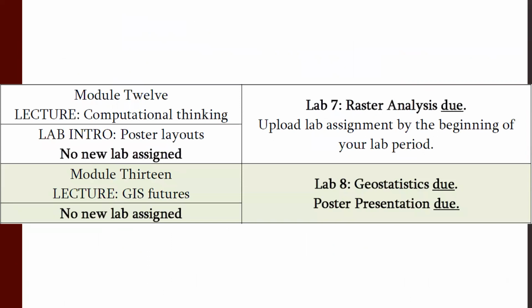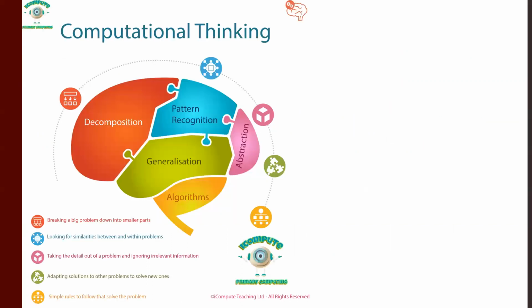Last modules 12 and 13, really about more ways of thinking, computational thinking, spatial thinking, GIS futures, where GIS is going, and how we're going to get there. That's the semester, or the modules, or the session, whatever we're calling it. We'll figure out the right word for it. That's how it's going to go.